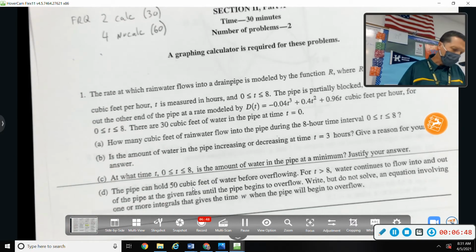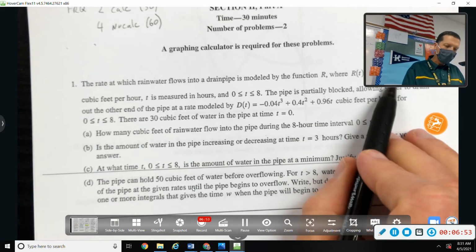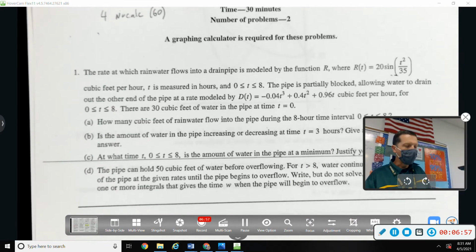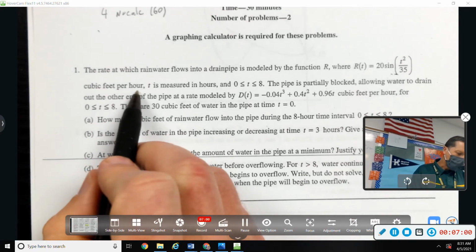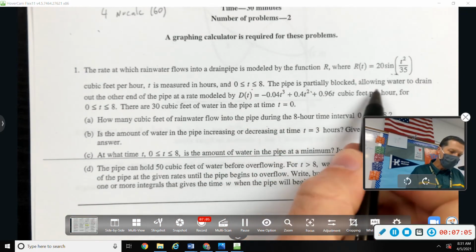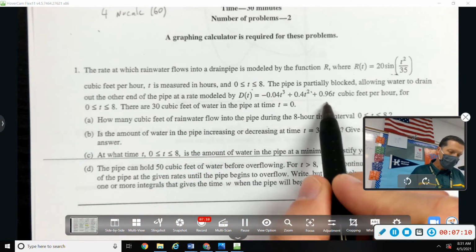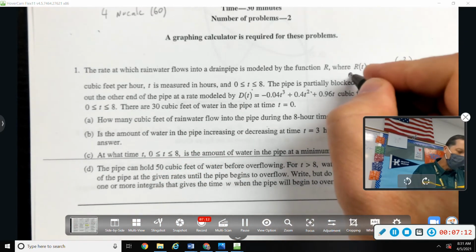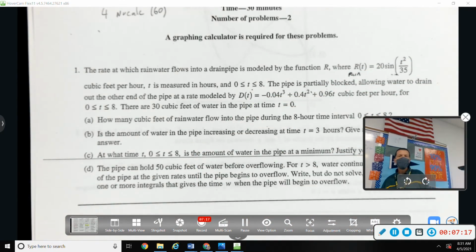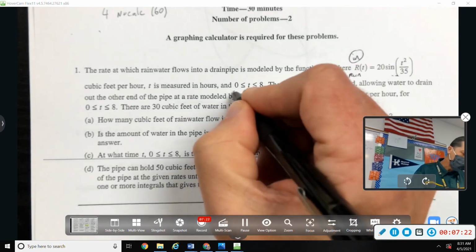All right, the rate at which rainwater flows into a drain pipe is modeled by the function r, where r is that thing. And let's see, that's the rate going in, cubic feet per hour, from 0 to 8. The pipe is partially blocked, allowing water to drain out the other end at a rate modeled by this thing. So r is like for rain, the amount going in, and d is for drain. So you got some going in and some going out.